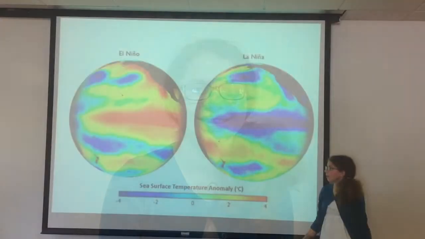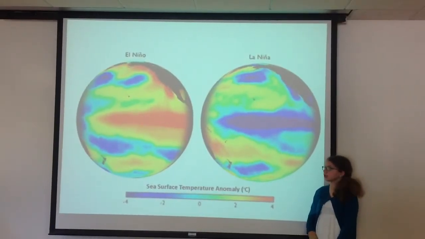A La Niña has the opposite effects of an El Niño. The surface temperature of the ocean becomes cooler, and the thing that an El Niño and a La Niña have in common is that they both have devastating effects on the earth.